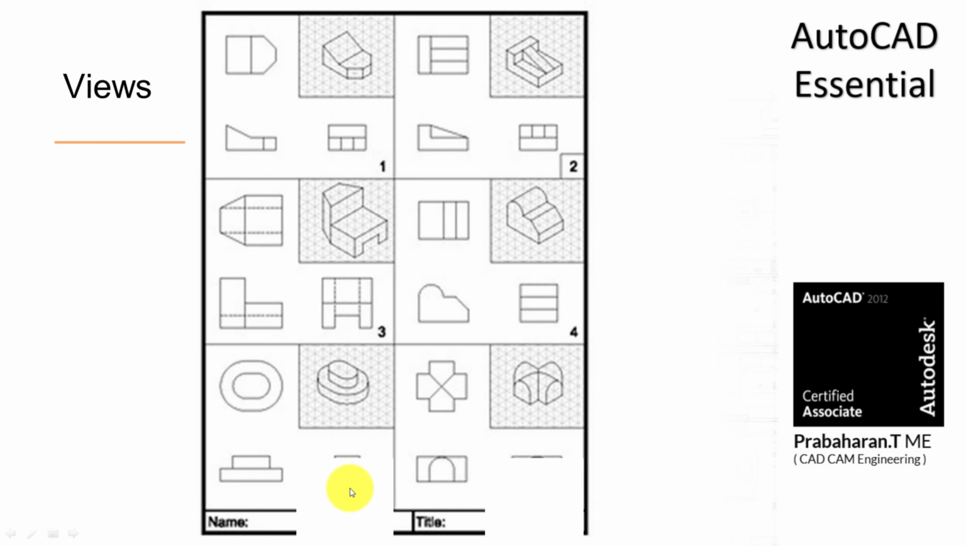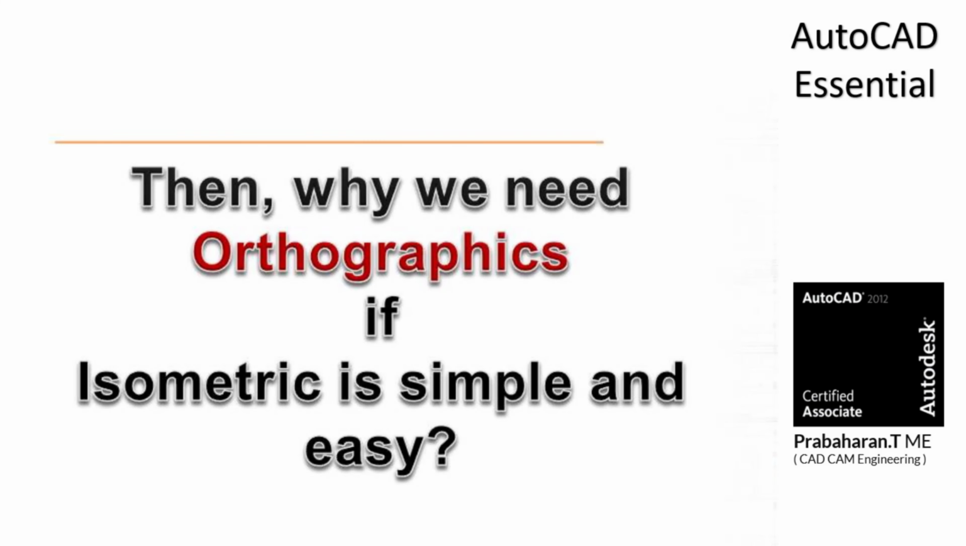If I show like this, it is very easily understandable by everyone, whether you are technical or not technical, everybody can understand the isometric drawing. So you may get the question again: why do we need orthographic if isometric is a very simple and easily understandable way for everybody, right? I'm going to give you the answer for this.